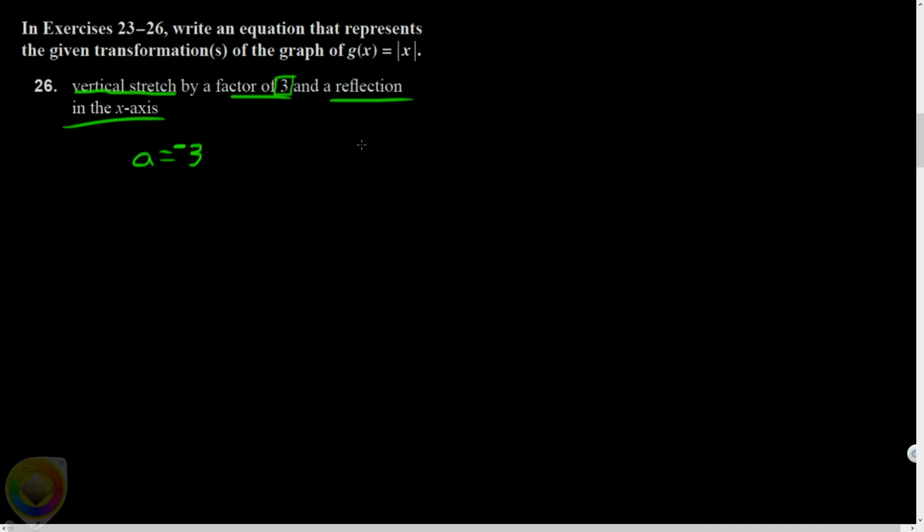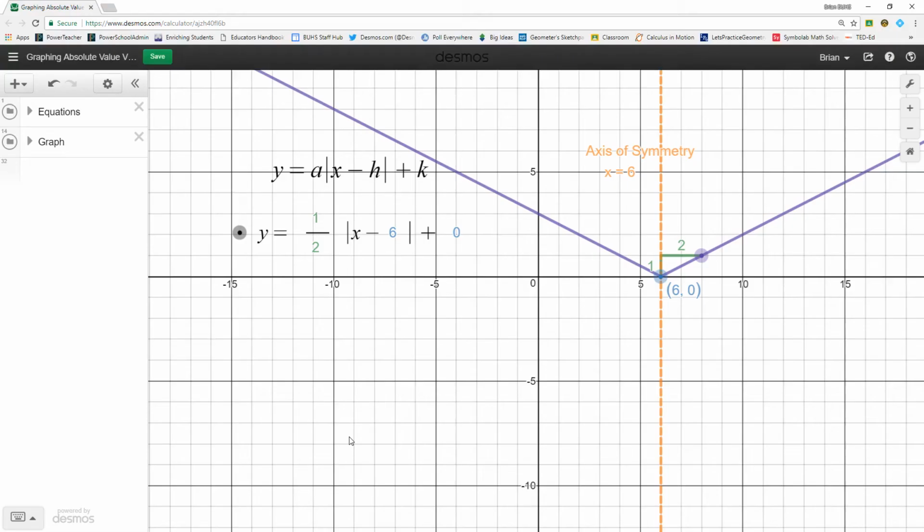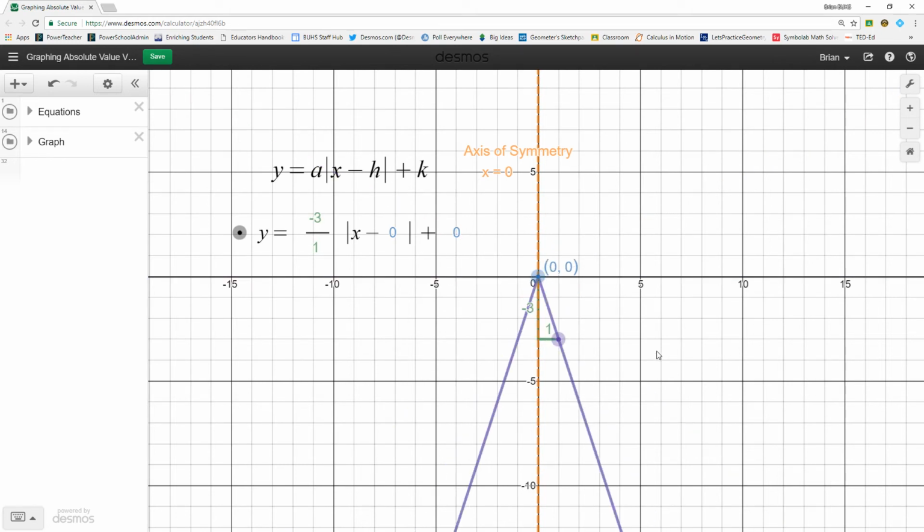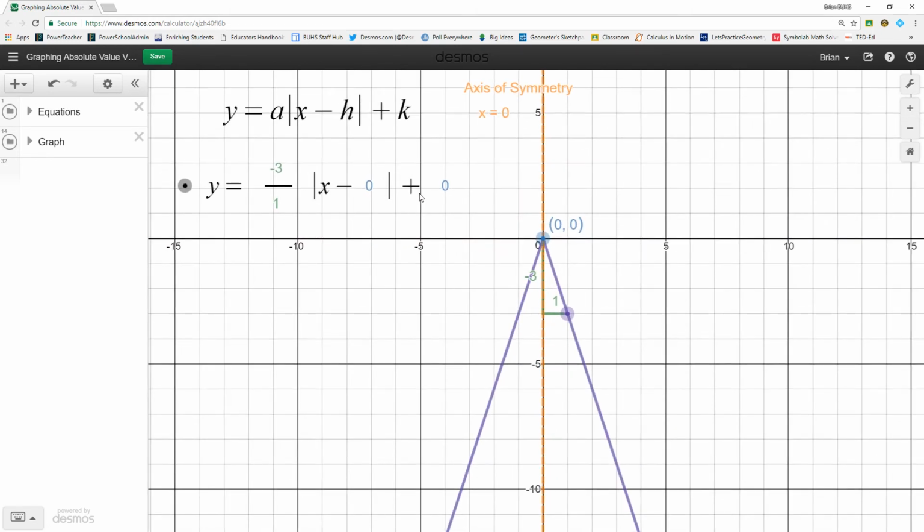So my equation would be something like y equals, or I guess I could call it f of x equals -3 times the absolute value of x. The 3 results in the vertical stretch by a factor of 3. The minus sign results in the reflection over the x-axis. Graphically speaking, this is what it would look like. Right? So there's the end result. A value is -3. H and K stay the same.